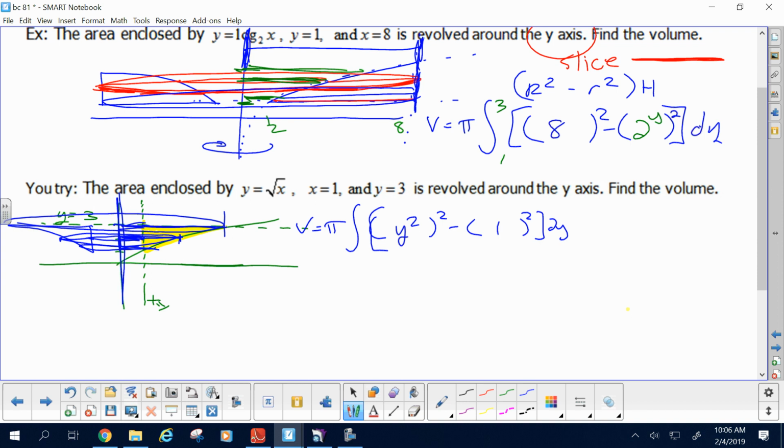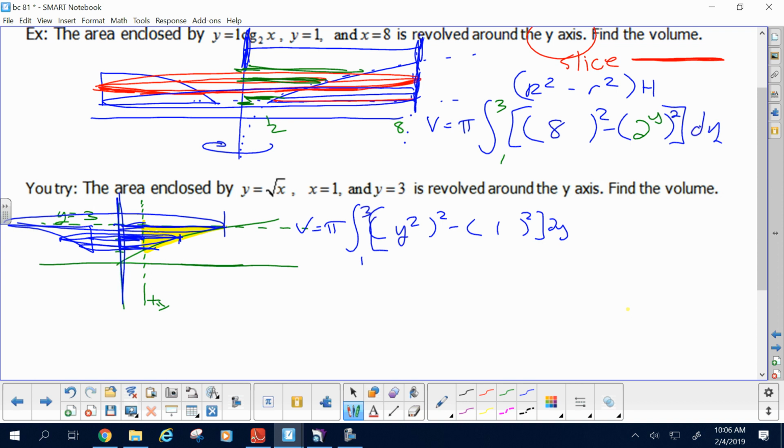It's always 1. And then the limits of integration, are they from 1 to 3 or 1 to 9? What are the limits of integration? 1 to 3 are the y values. That's where you get an answer of 145.